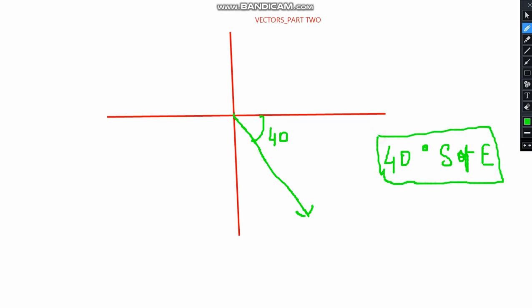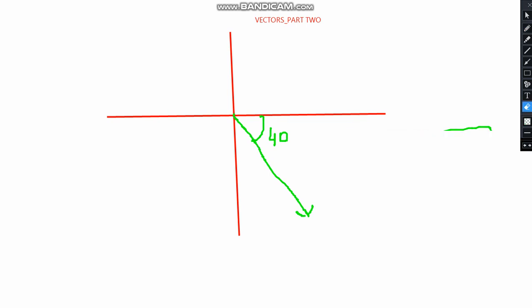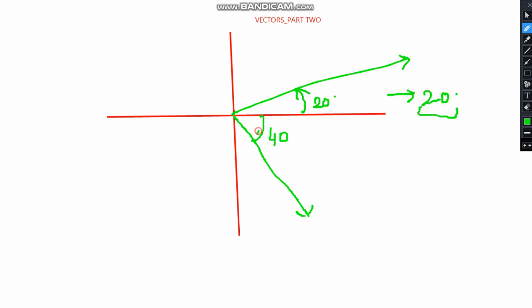But according to scientists, while doing a lot of calculation, this is actually complicated. Why do we need to write 40 degrees south of east? Very complicated. So let's try to do something simpler. For example, let's take a vector like this, basically 20 degrees. We can represent this as a 20-degree vector. Here, for 40 degrees south of east, we can represent it as a minus 40-degree vector. I think you can understand what I mean.